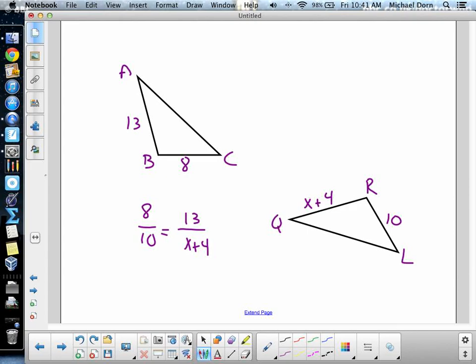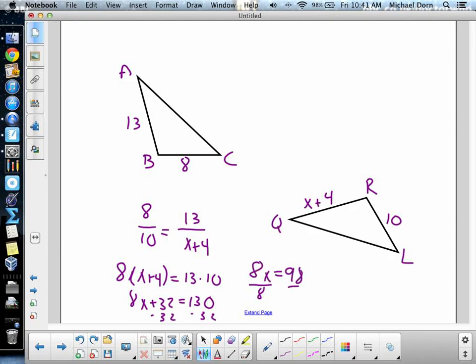I could reduce before multiplying, but I could also just multiply. 8 times x plus 4 is 13 times 10. So 8x plus 32 is 130. Subtract the 32. I get 8x equals 98. So x is 49/4 in lowest terms, which is 12 1/4.